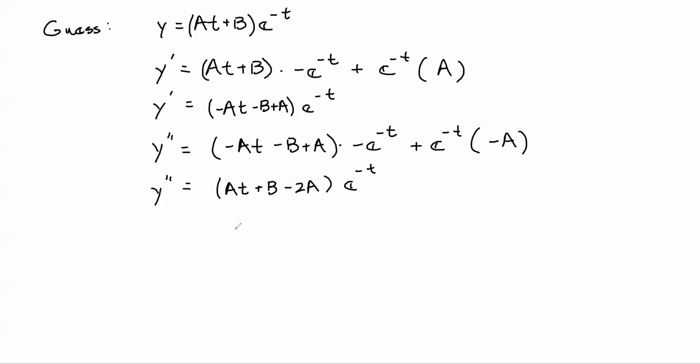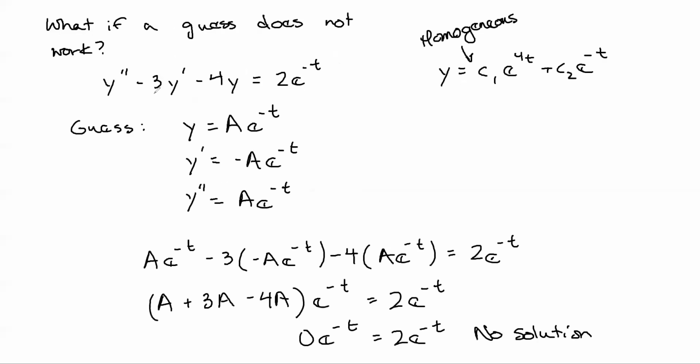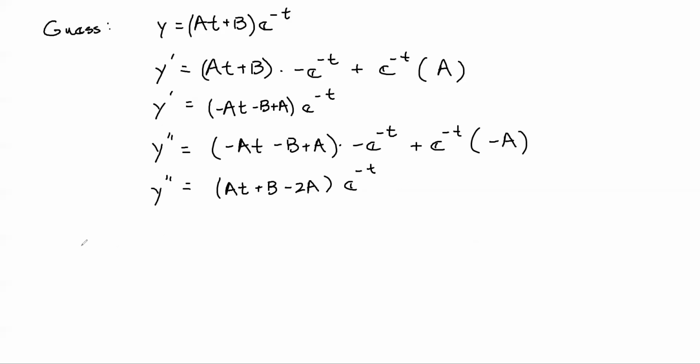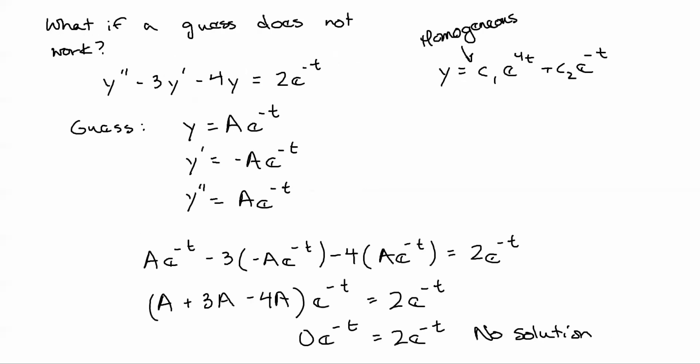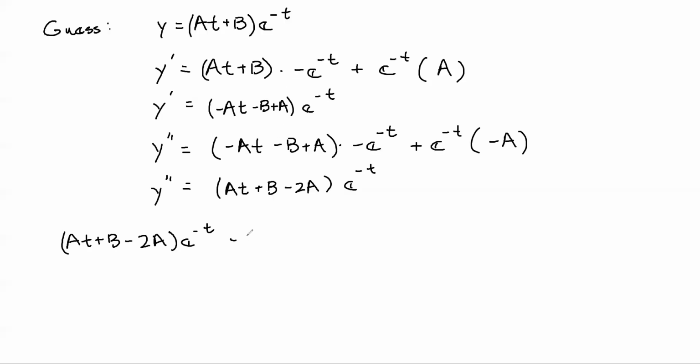Okay, if we take all of that and plug it in, what are we plugging it into? We're plugging it back into this equation here that was our original. So if we do that, what are we going to get? We're going to get at plus b minus 2a, e to the negative t. So that's y double prime. And then what was the next part? We're going to have minus 3 times y prime, which is negative at minus b plus a, e to the negative t.